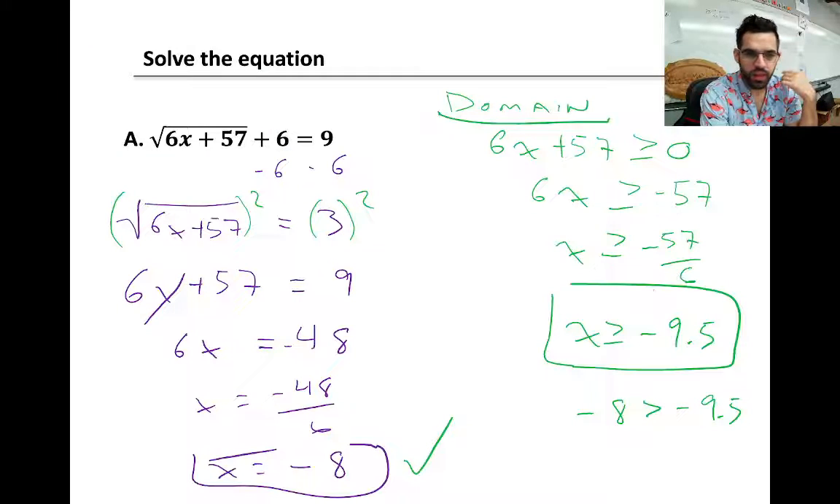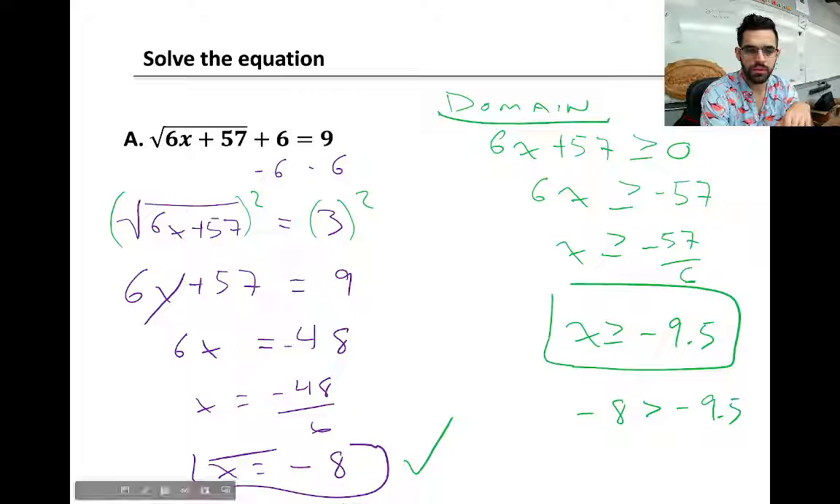Okay. So if I wanted to solve an equation, first thing we want to do is get the radical expression by itself on one side of the equal sign. We have a plus 6 that we want to get rid of, so we'll get rid of that first. Once the radical is by itself, we'll square each side. So we'll square the square root, which makes the square and the square root cancel out because they're inverse operations. And then we'll square the 3, so that'll become a 9. So then we have 6x plus 57 equals 9, and we're just going to solve like a simple linear equation.